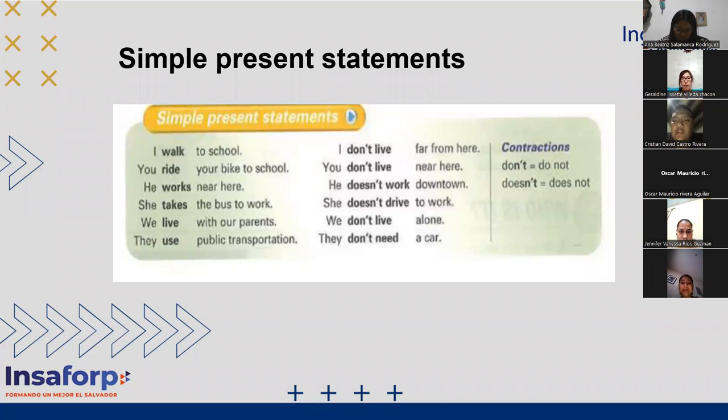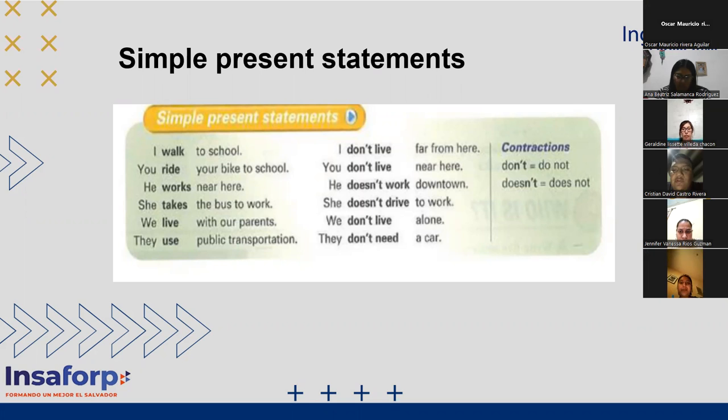Who wants to read it? Okay, Oscar Mauricio, the first one. Aldo Stuart. Okay, the ones that you can see on my screen. Las que usted ve en mi pantalla. I walk to school. Okay. Number two. You ride your bike to school. Okay.